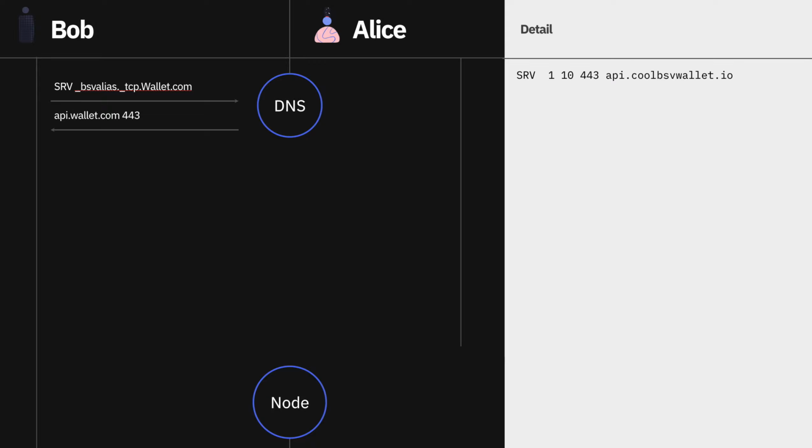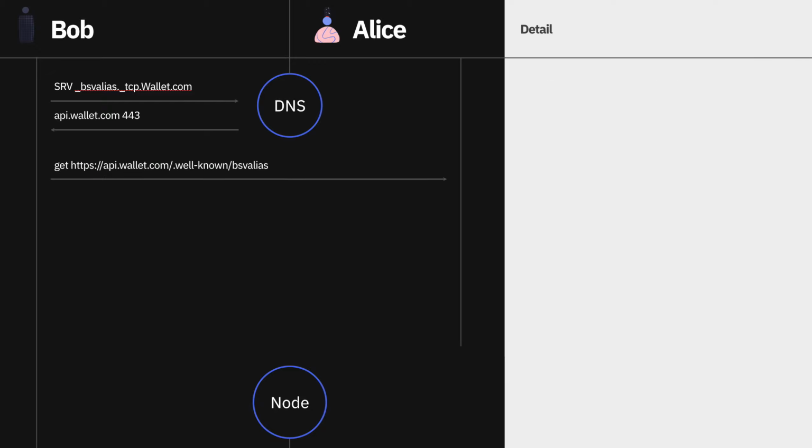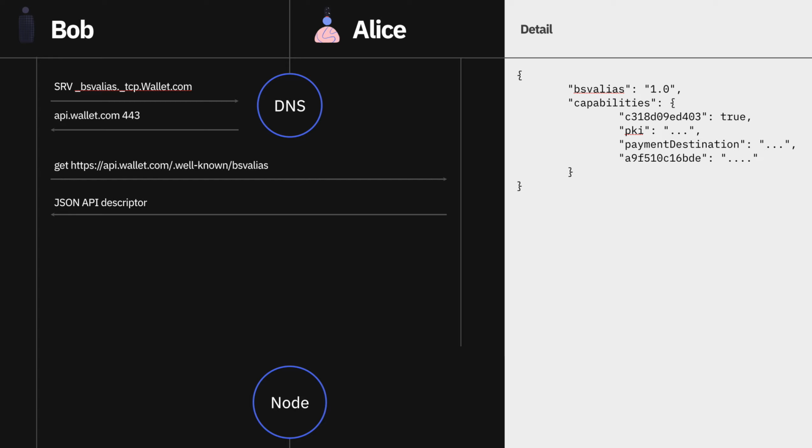So what we then do is Bob has to query the HTTPS record for the .well-known file. And that's what this is here. We get the .well-known file at the host. So in this particular example, it's at wallet.com. But Alice could be using a third-party Paymail host, in which case, instead of being wallet.com, it would be something different. But in this case, it's querying it from wallet.com directly.